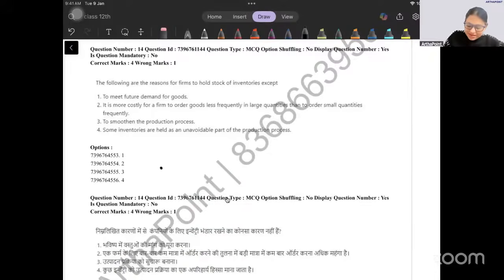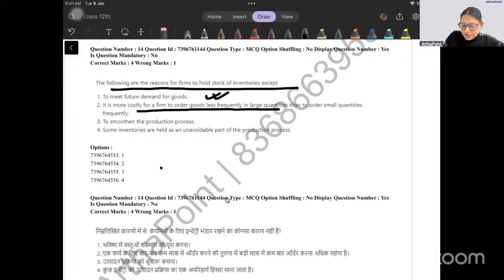Okay. The following are the reasons for a firm to hold stock of inventory except to meet future demand of goods. हाँ, future demand के लिए तो आप inventories रखते ही हो. It is more costly for a firm to order goods less frequently in large quantity than to order smaller quantities frequently. This is clearly a false statement. It says it is more costly for a firm to order goods less frequently.